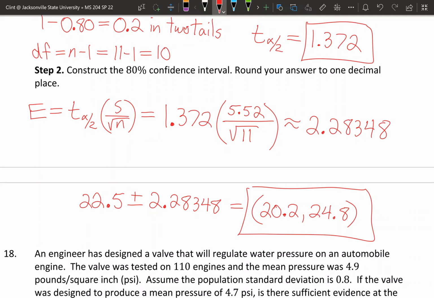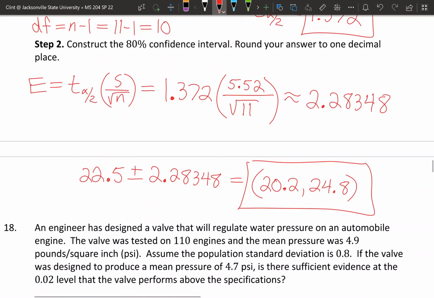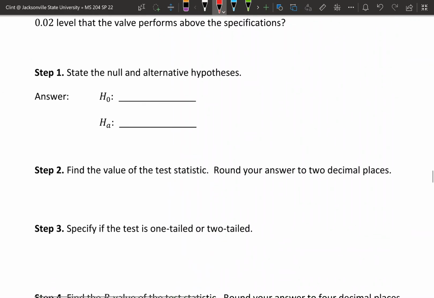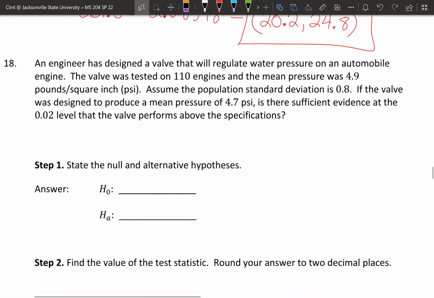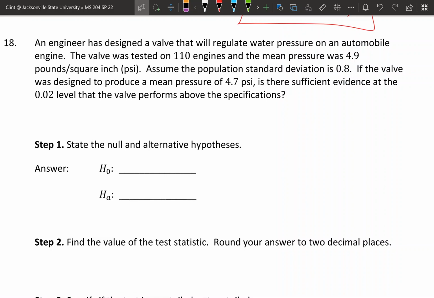And these last few are stuff we just tested on, so hopefully they're fresher in memory. Let's see, got an engine valve. Says if the valve was designed to produce a mean pressure of 4.7 psi, is there sufficient evidence that the valve performs above the specifications? Our alternative would be that mu is above the spec, which was designed to produce a mean of 4.7, so above 4.7.